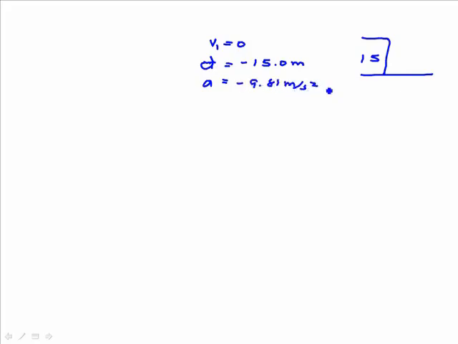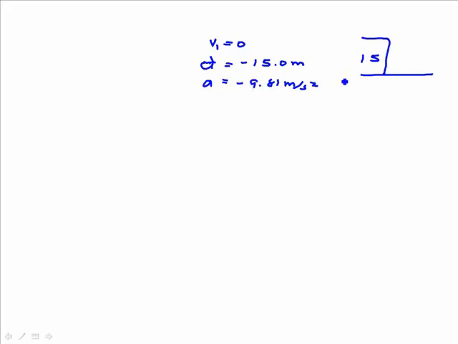So since it says the rock is being dropped, we know the initial velocity is 0. And it's being dropped from a height of 15 meters. So we know that the displacement is actually negative 15.0 meters. All right, we're saying up is positive and down is negative. We know that the acceleration of gravity is 9.81 meters per second squared down, or negative.